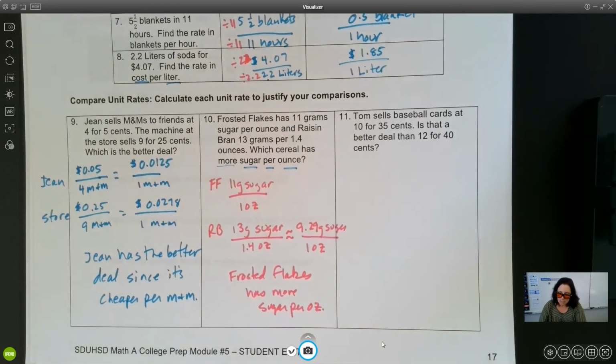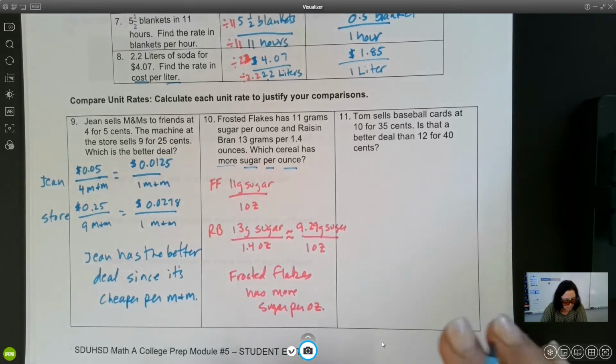All righty, number 11. Tom sells baseball cards at 10 for 35 cents. Is that a better deal than 12 for 40 cents? So again, it doesn't matter if you do money per card or card per money. But let's talk about the difference. If you do money per card, aren't we looking for the smallest dollar amount to be the better buy? If you do card per money, aren't we looking for the larger amount of cards for that buck to be the better buy? Be careful about that.